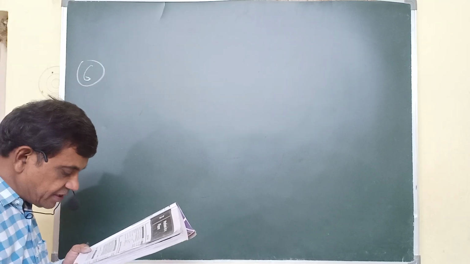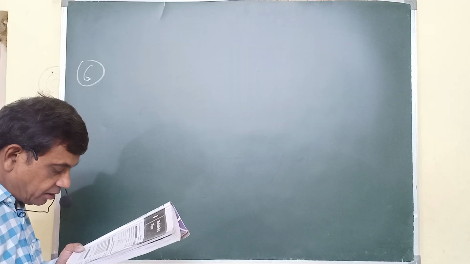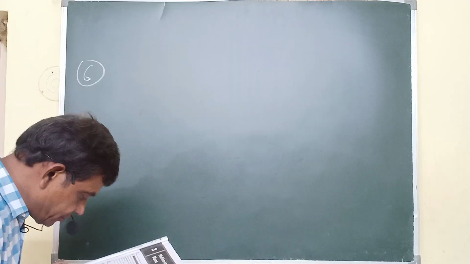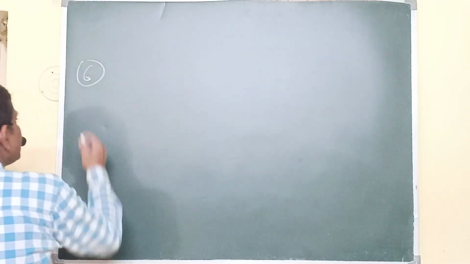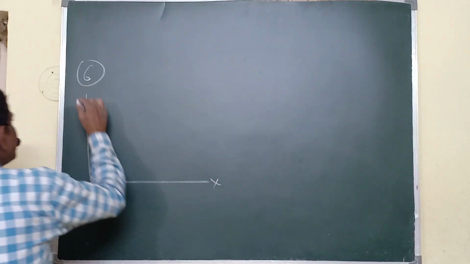Similarly, when the angles are 60 degrees and 30 degrees, it hits the ball in a time of T2. Then find T1 by T2 whole square. So this is the question. For example, this is the x-axis and this is the y-axis.